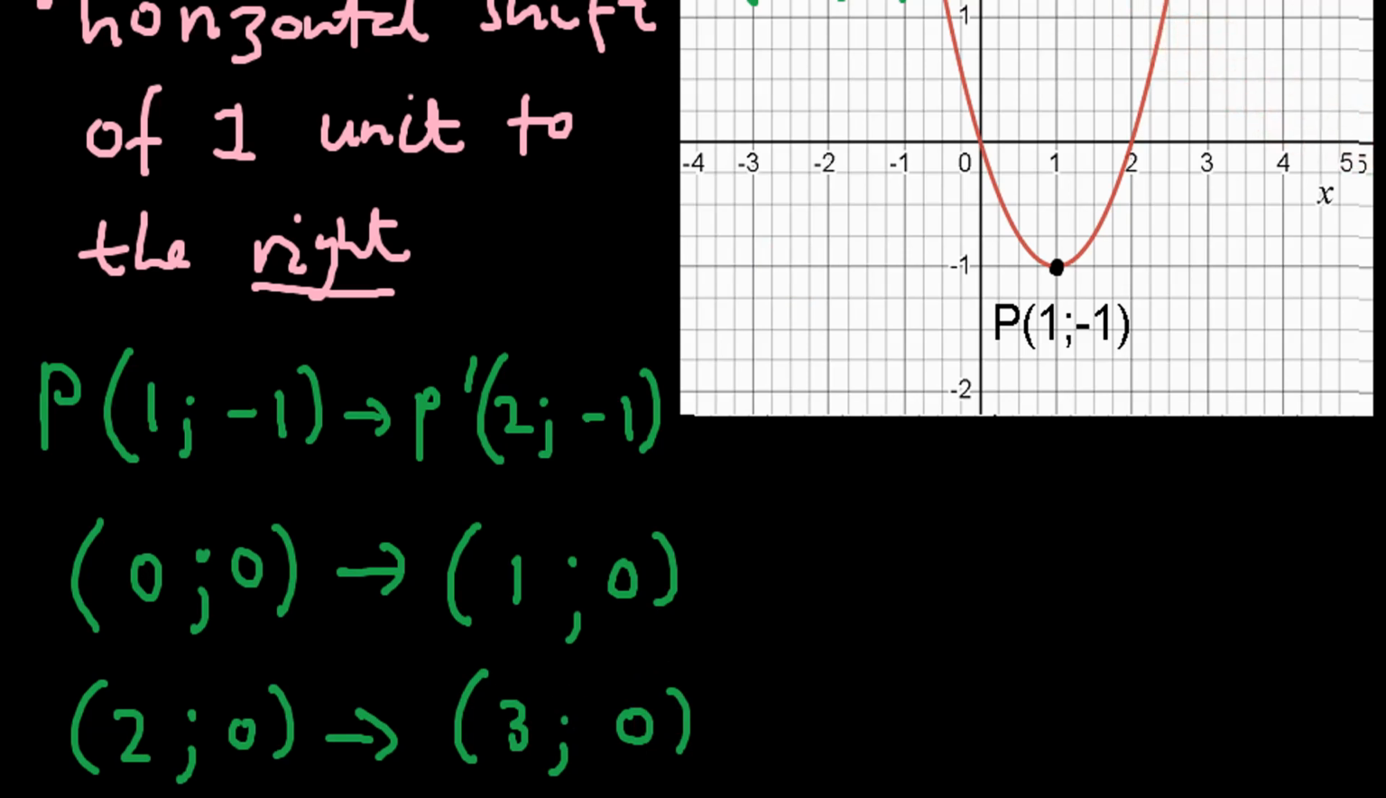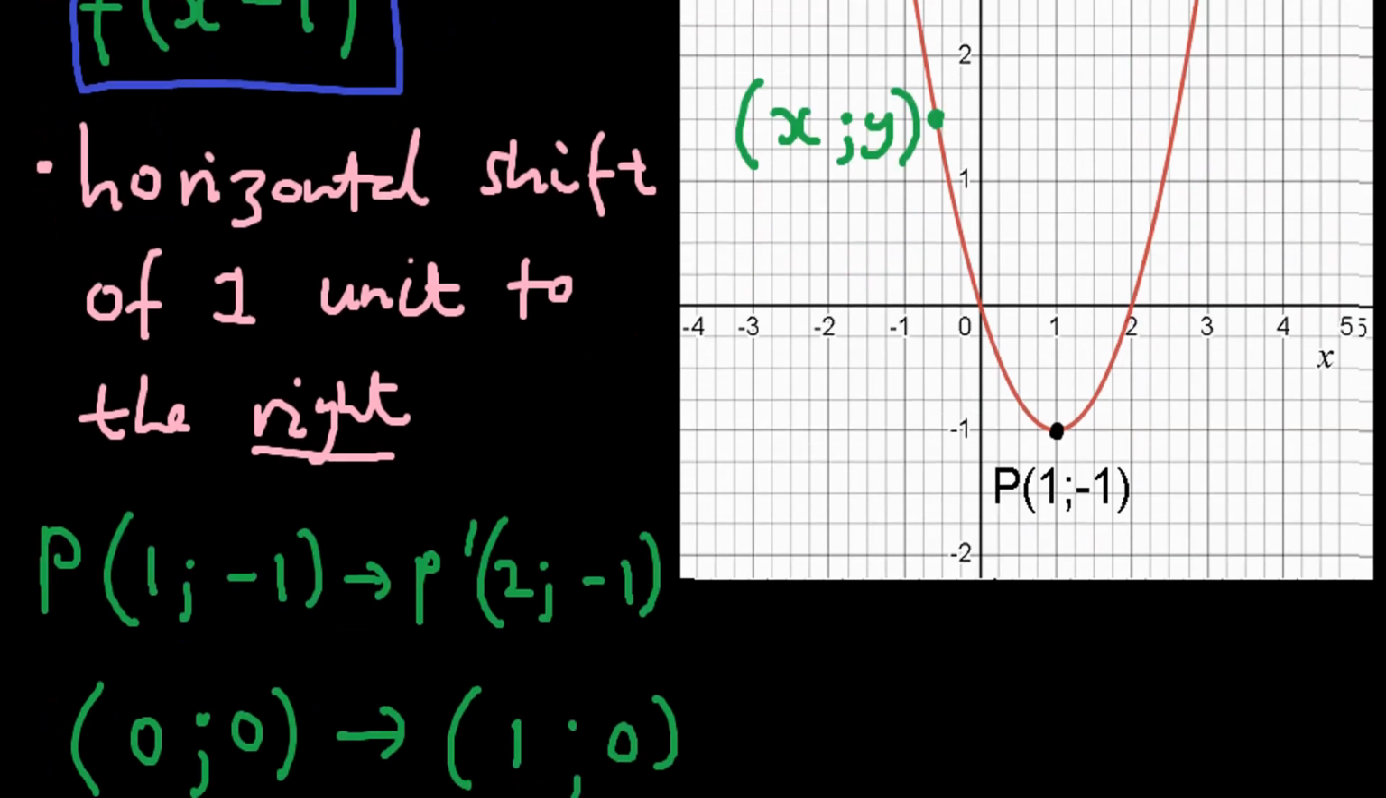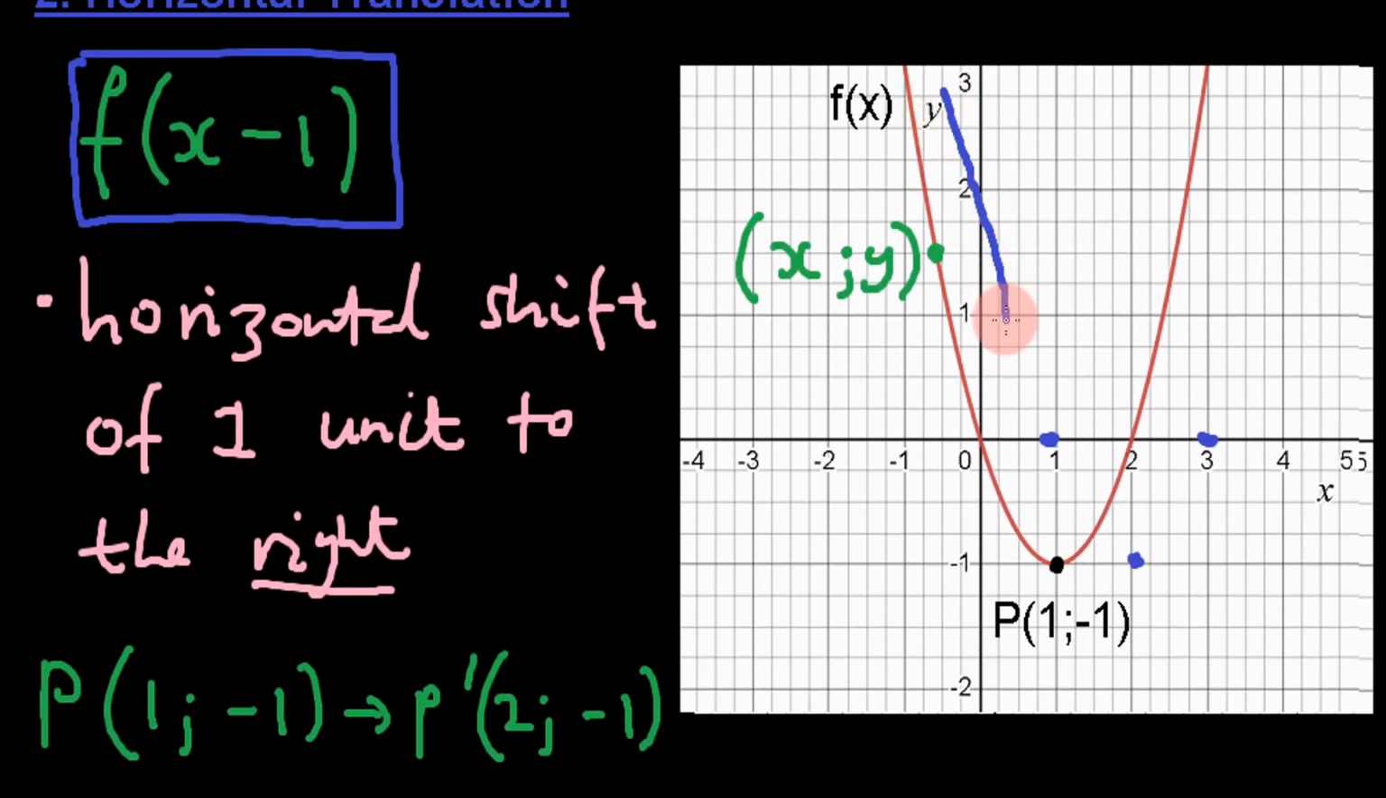So now we can plot the graph of f of x minus 1. The turning point is 2, negative 1. Then we have 1, 0. And we have 3, 0. So just connecting these points. And the blue graph here is a graph of f of x minus 1. And we can see that the original graph of f of x has shifted 1 unit to the right.